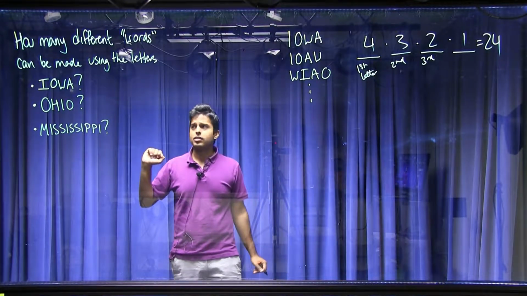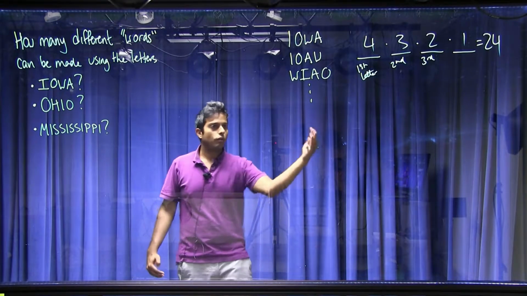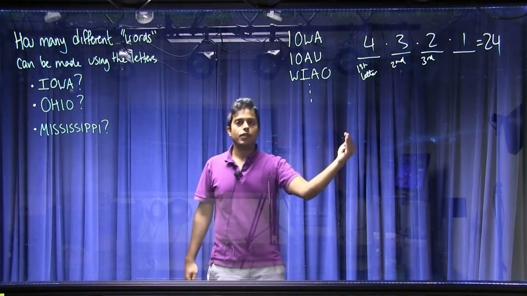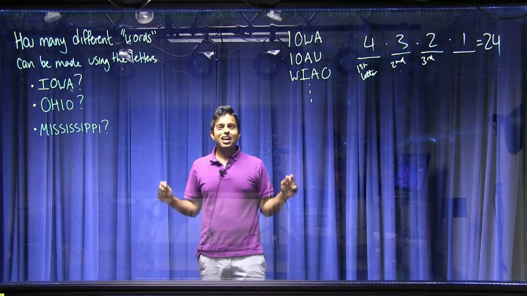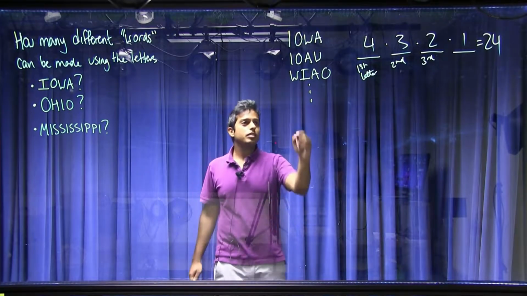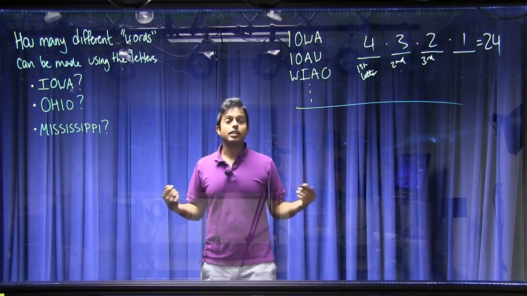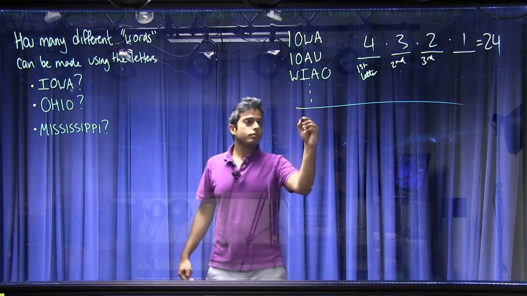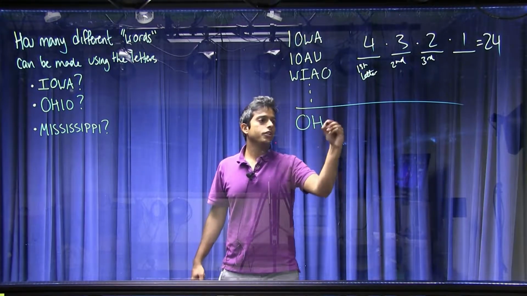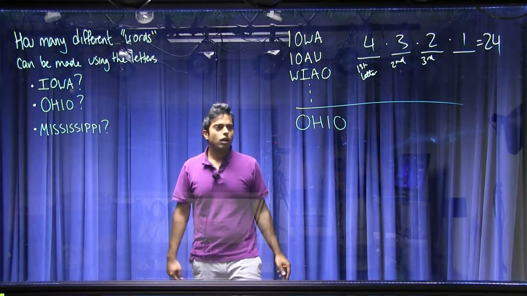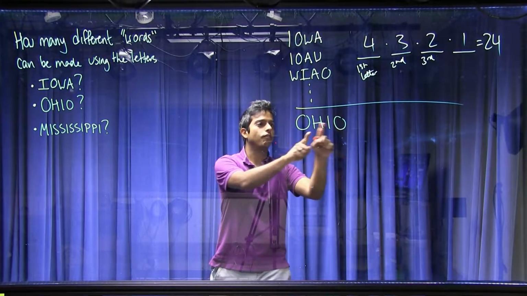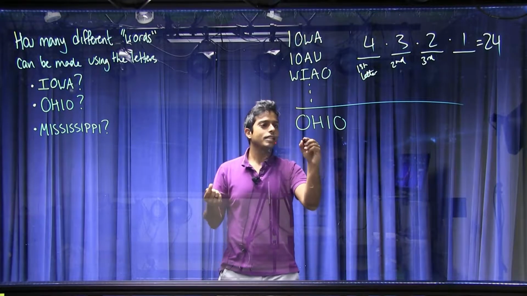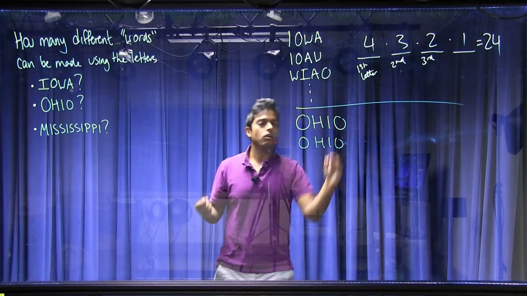So you might think it's the same thing. There's 4 letters, so we have 4 options for the first, 3 for the second, 2 for the third, and 1 for the last. Except it's not quite that simple. To see why, let's maybe start listing some of these. So, I could have O-H-I-O. But I could also have something like, well, what if I switch the first and the last letters? Well, I'd still get O-H-I-O.